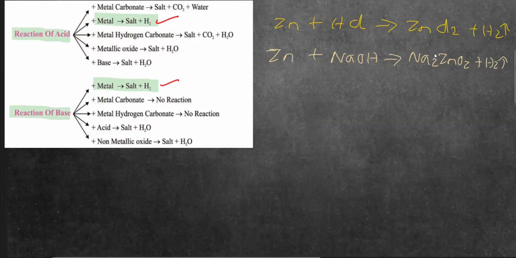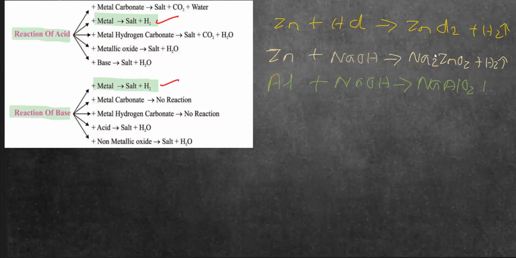But the reaction of a base is not very common. Not all bases react with all metals to give salt and hydrogen gas. So it's very important that you remember these few examples. There's another metal, that is aluminum. It also reacts like this only. You can write down here, aluminum reacts with the same sodium hydroxide, a strong base alkali, to form sodium aluminate, that is NaAlO2, plus hydrogen gas.